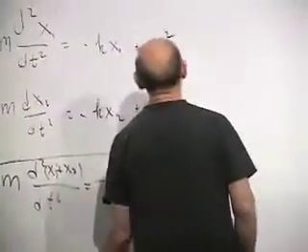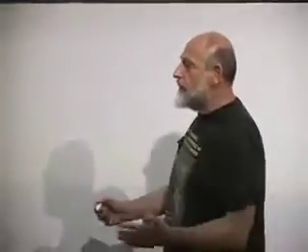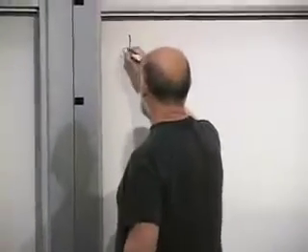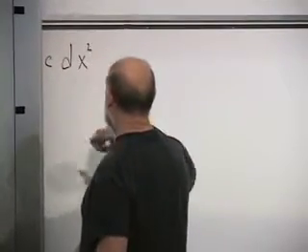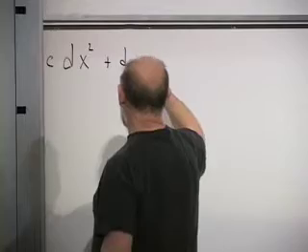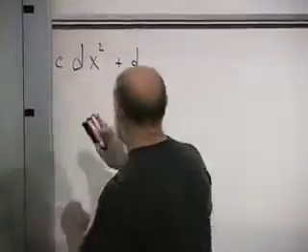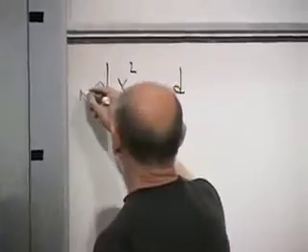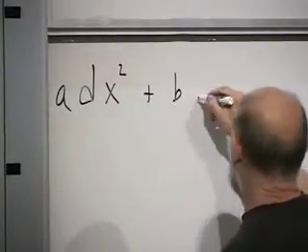Well, I won't write down precisely what the formula is, but it will always be of the form of some coefficient times dx squared plus another coefficient times dy squared. Let me not call it d. Let's call them a, b, and c. A, some number b, dy squared.